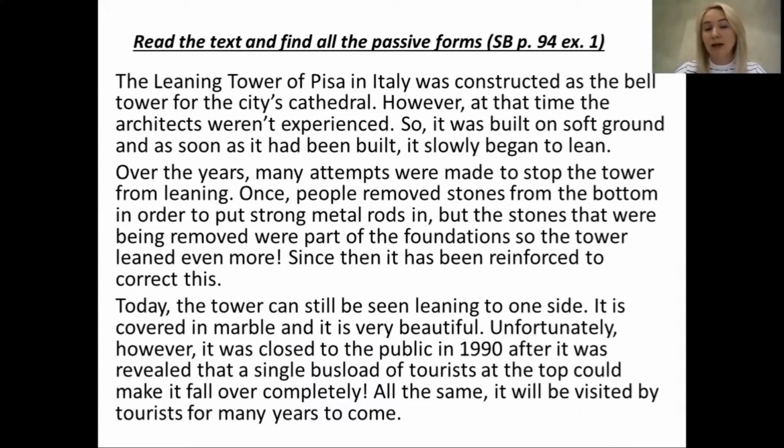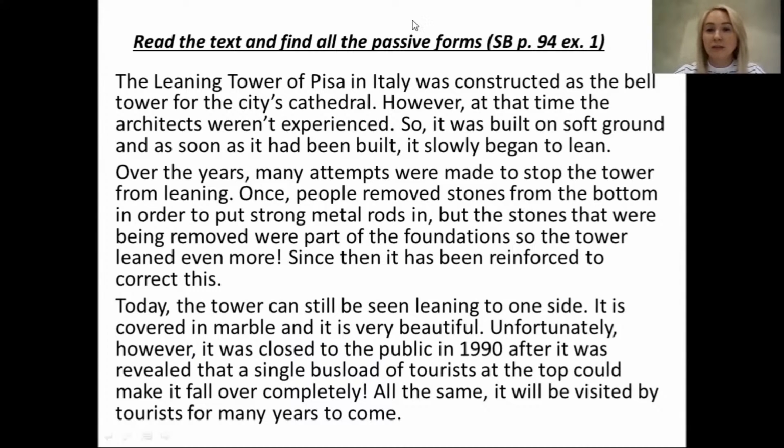Unfortunately, however, it was closed to the public in 1990, after it was revealed that a single busload of tourists at the top could make it fall over completely. All the same, it will be visited by tourists for many years to come.